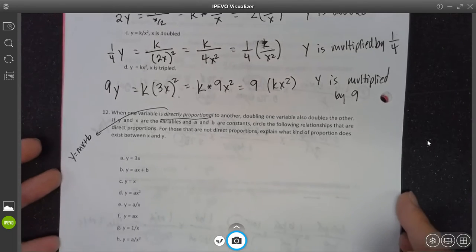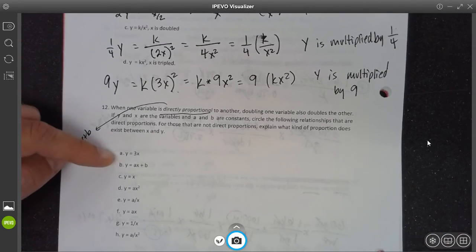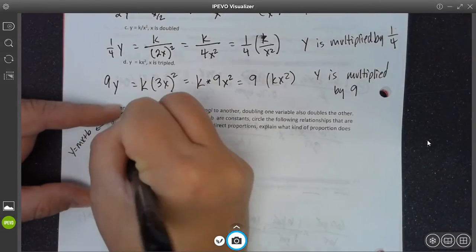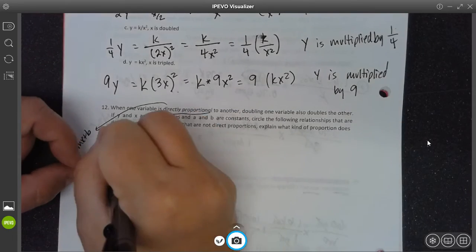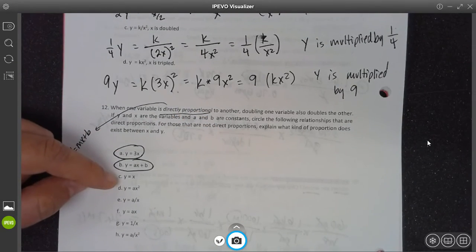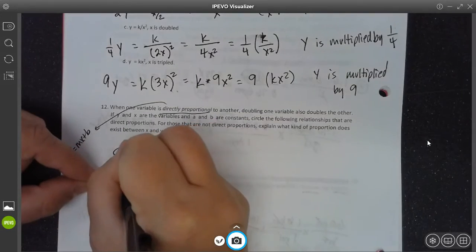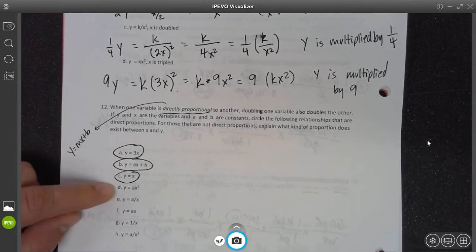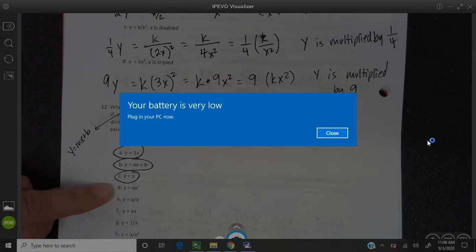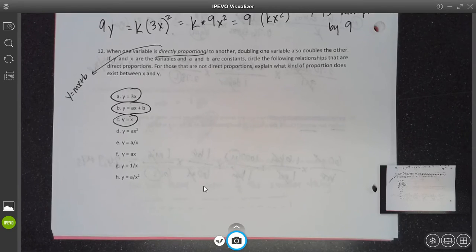All right, so who thinks this one's directly proportional? A. Yeah, this one's directly proportional. What about B? Yeah, that one's directly proportional. What about C? Yep, that's proportional too. They didn't tell us what the slope was, but it's 1, right? It's not given. What about D? Is that directly proportional?